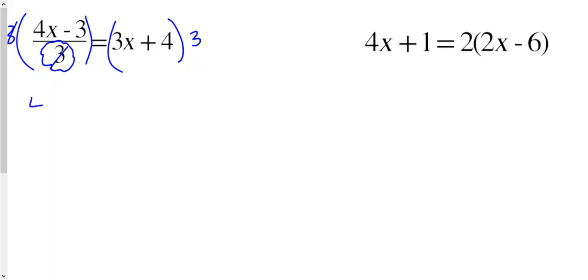So I still have 4x minus 3 is now equal to, here I have to distribute. So this 3 is being multiplied to everybody. So 3 times 3x gives me 9x plus 3 times 4 is 12. Now I want to get all of the x's on the same side. So what I do is I always bring the smaller number of x's over to the bigger side. So I'm going to subtract 4x.